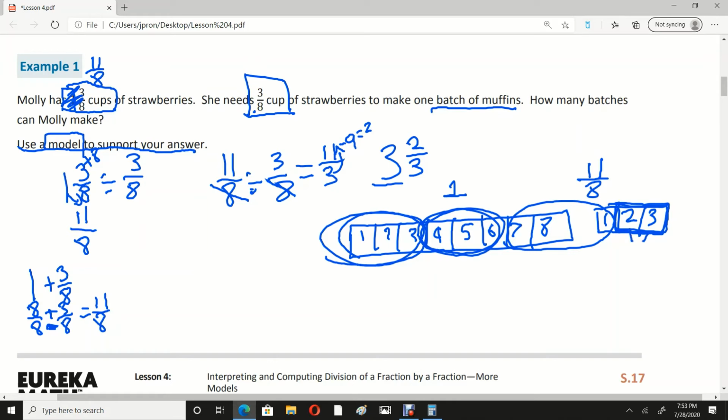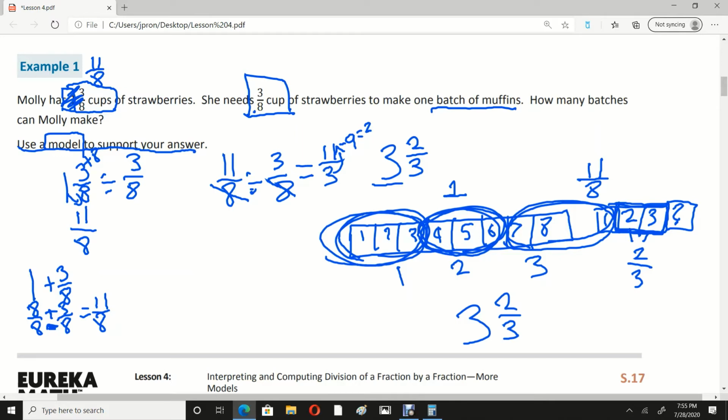We have 2 eighths as a remainder, and we know that we would need this third eighth to get to a whole nother batch. So that means we have 2 of 3 parts that we need. 2 of 3 parts. So we have 1, 2, 3 whole groups of 3/8. So 3 whole groups with 2/3 of a group remaining.